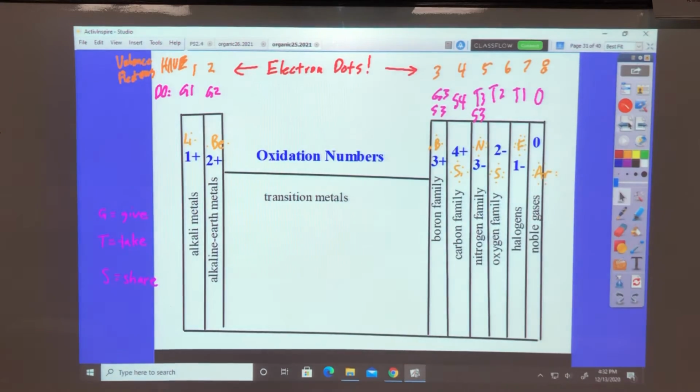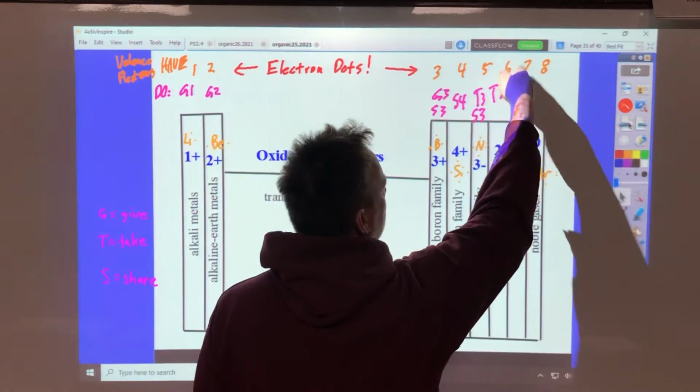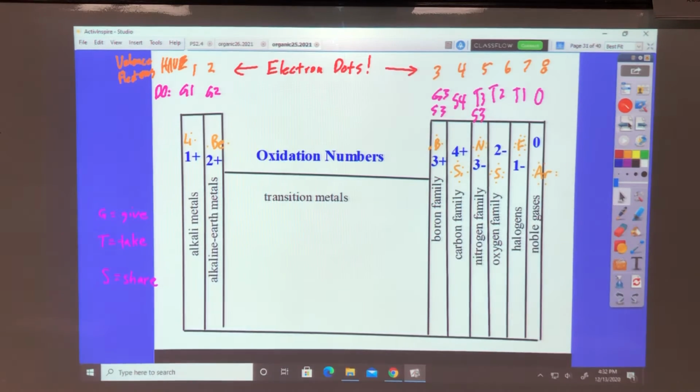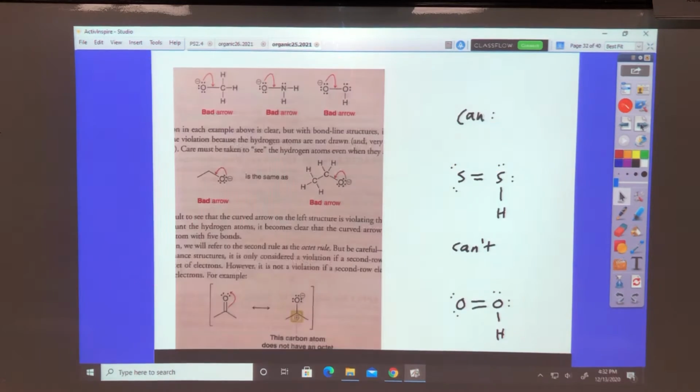Remember the rows that you're in, or the families, groups that you're in.